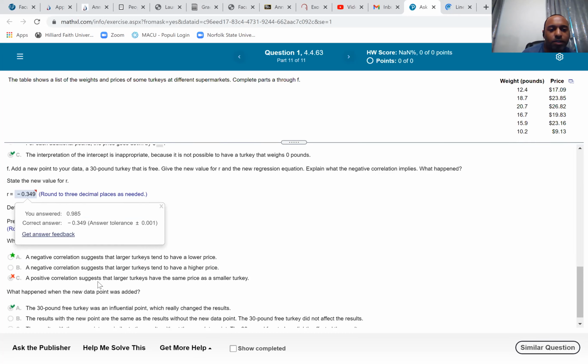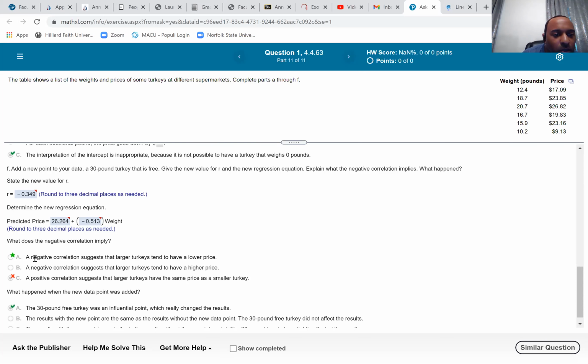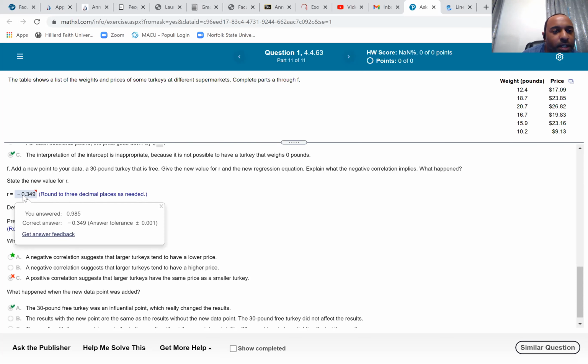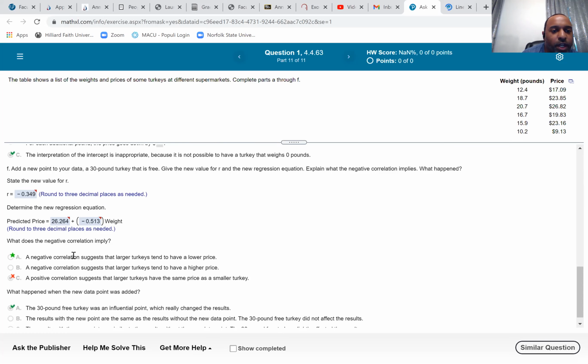Yeah, positive correlation. It would be the same thing here. Hold on, would it be negative? Oh no, this one ends up being negative. And so negative correlation suggests that the turkeys tend to have a lower price.